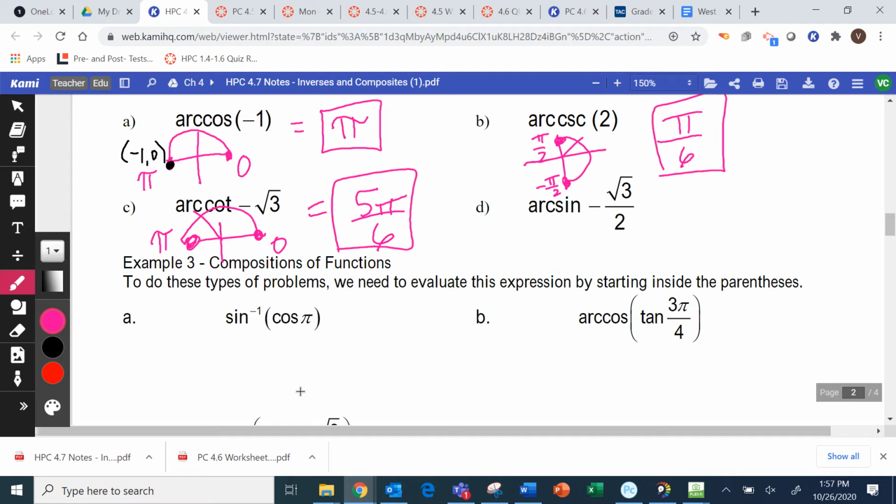And then the next one, arc sine. So we're going to use the sine values. Negative pi over 2 to pi over 2. This is negative, so it means the fourth quadrant. I know it's not pi over 6. Negative pi over 3.